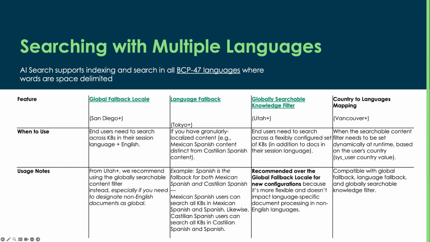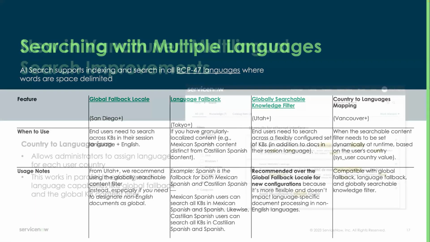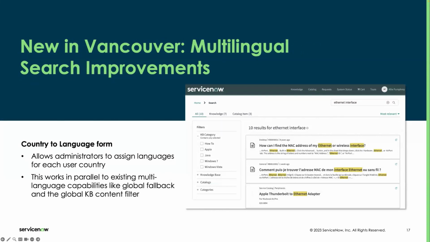But if we look at our Vancouver improvement, so if we look at the next slide, we focus on the continued evolution of that multi-language support in Vancouver. We have a new country to language form, and this will allow admins to expand the recall of knowledge article searches for country users by specifying additional knowledge article search languages for a particular country.